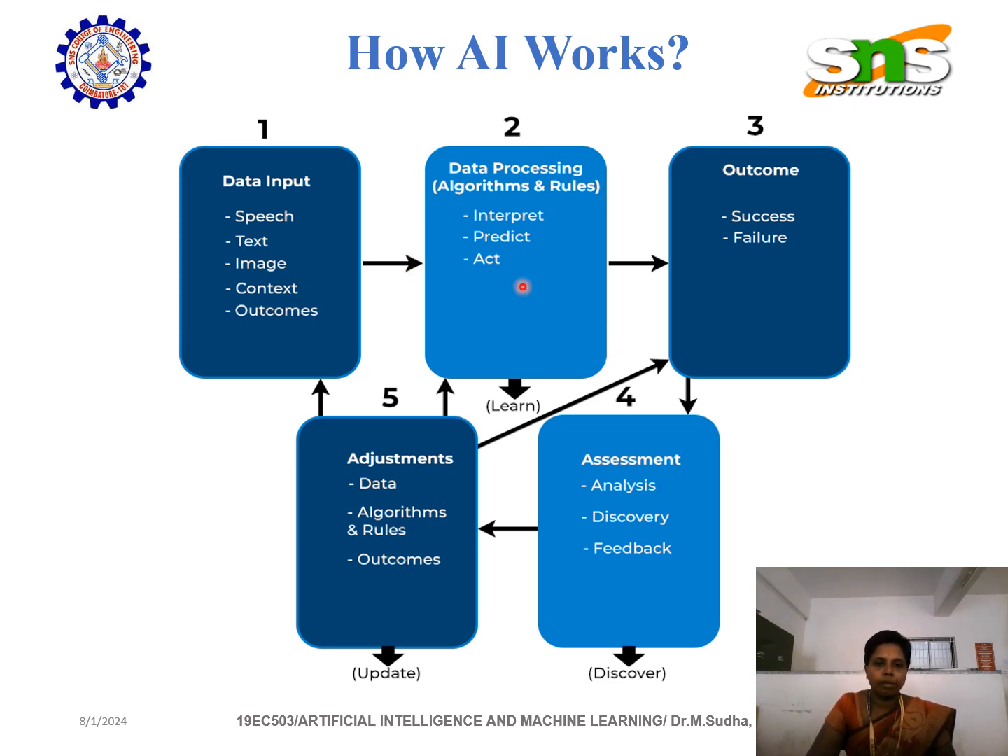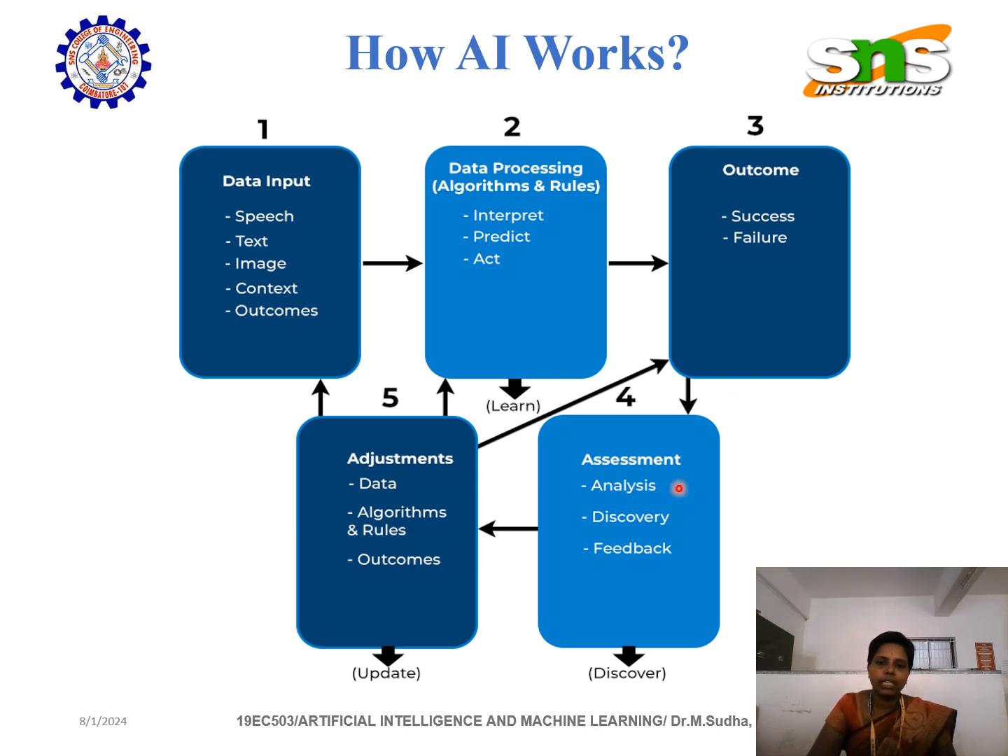Then comes data processing. Whatever input we have given will be processed based upon the algorithms and designed rules, and here it will interpret or predict and act as per the algorithm and rules. Next, the third stage is the outcome. Based upon the data processing, the outcome will appear, that is success or failure. If it is success, it is good; if it is failure, we have to analyze it in the next stage, stage 4, the assessment.